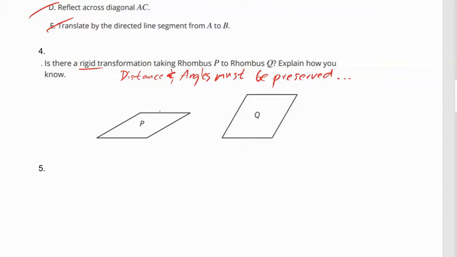The measures might be, right? This looks to be congruent to that. So all your sides are congruent to one another. That's fine. What about the angles though? These angles don't look the same. So the angles are not preserved. So no, not rigid. The angles are not preserved.